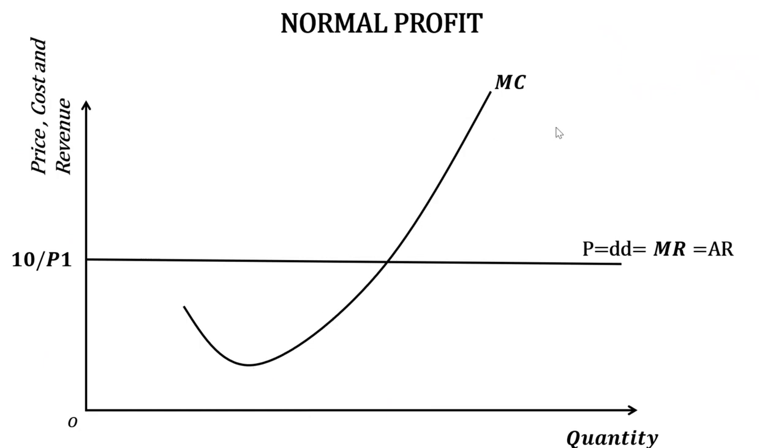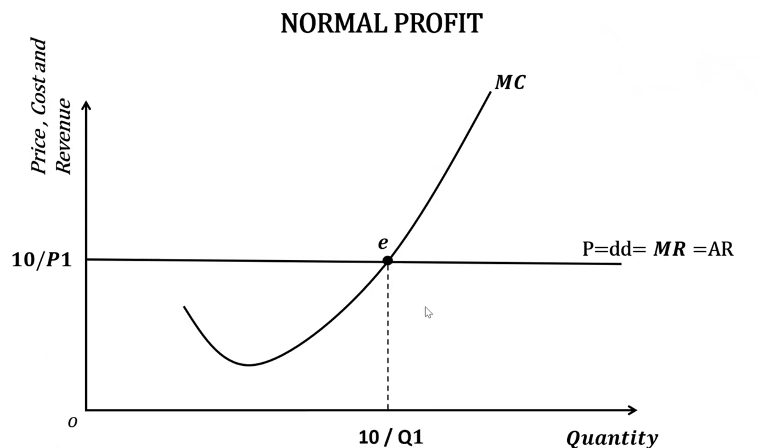Then what do we look for first? We first look for the profit maximization point, the point where your marginal cost intersects with your marginal revenue curve. And that is indicated with E, and that indicates the equilibrium.